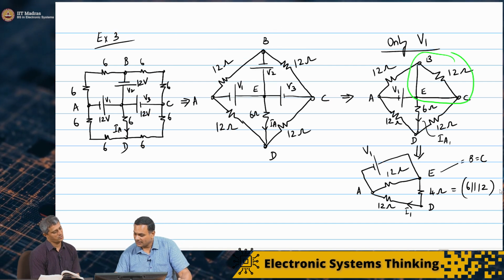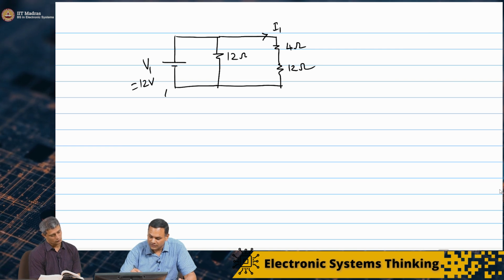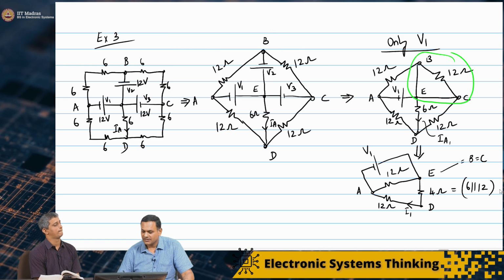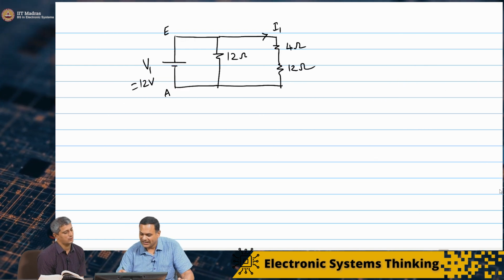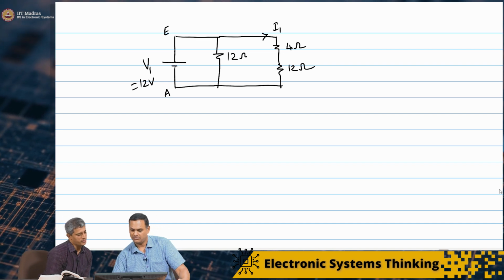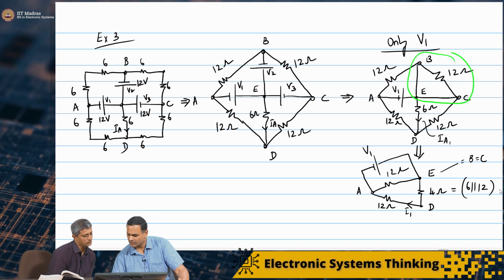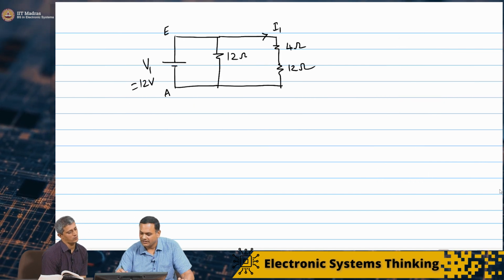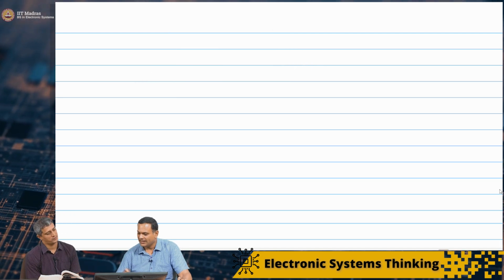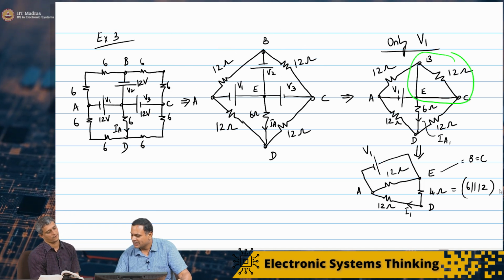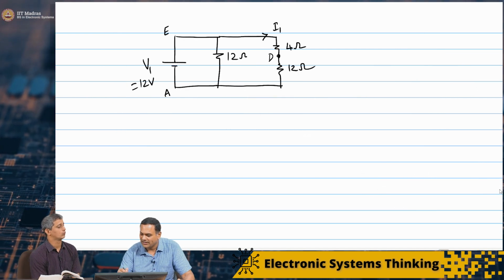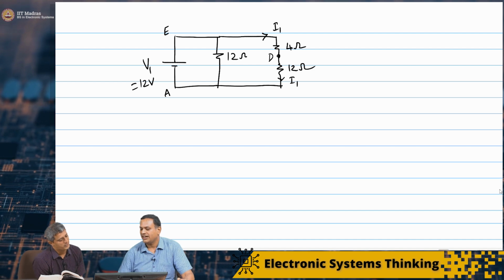Let us not lose track of this. So this is A, this is E, between A and, where is D? Let me make sure I have not missed one resistance. That is D, the intermediate node. And I marked I1 as the current flowing through the 12 ohm from D to A. D to A, this is I1, correct. That is the right direction.